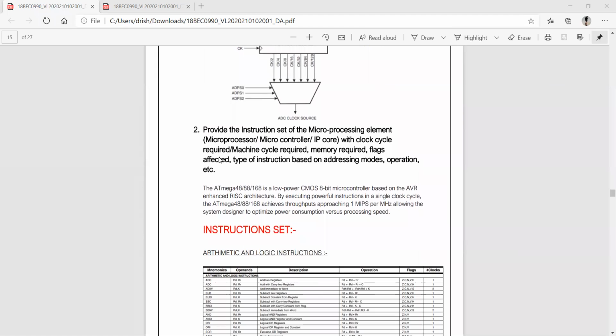The second question was to provide the instruction set of the microprocessing element with the clock required, time and machine cycle required, memory flags affected, and type of instruction based on the addressing modes of operation. So basically the ATmega48, 88 and 168 is a low power CMOS 8-bit microcontroller based on the AVR enhanced architecture. It executes powerful instructions in just one single clock cycle, approaching 1 MIPS per megahertz, allowing the system designer to optimize power consumption versus processing speed.